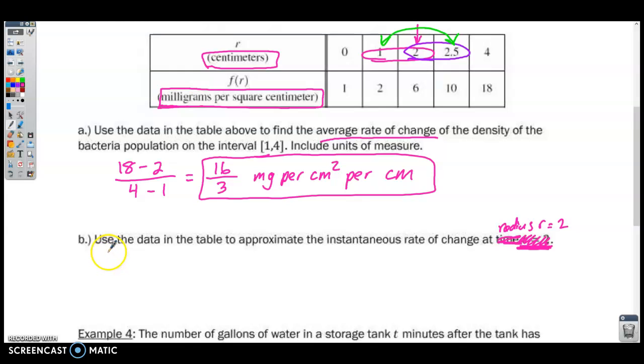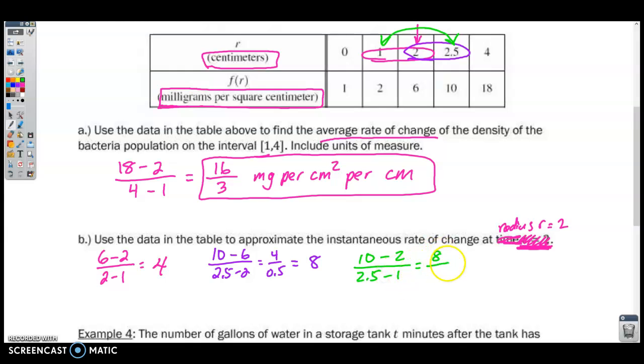So let's go ahead and use the first one, the interval from 1 to 2. So we've got 6 minus 2 over 2 minus 1. So that's going to be 4. Or we could do 10 minus 6 over 2.5 minus 2. It's 4 over 0.5, or 8. Or we could do the widest interval, 10 minus 2 over 2.5 minus 1. That's 8 over 1.5, or 16 over 3.